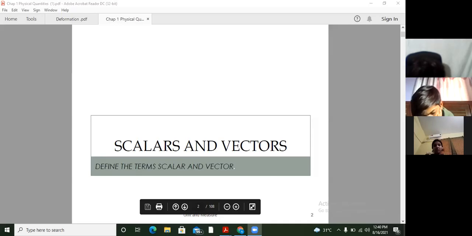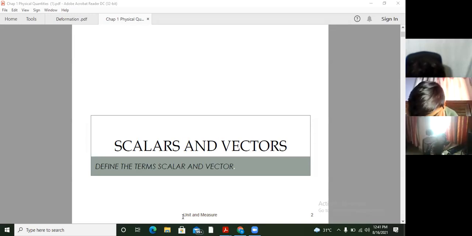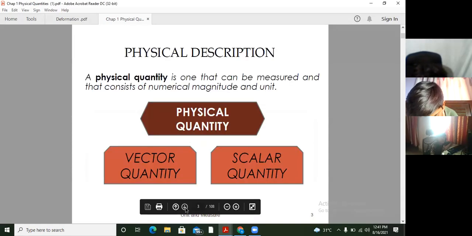Okay, let's start with scalar and vector. I'm asking you, do you have any idea what scalar and vector quantities are? Okay, we have discussed physical quantities. What are physical quantities? Let's recall. Physical quantities are those which can be measured. So further, we can divide physical quantities into two different types, that is scalar quantities and vector quantities.